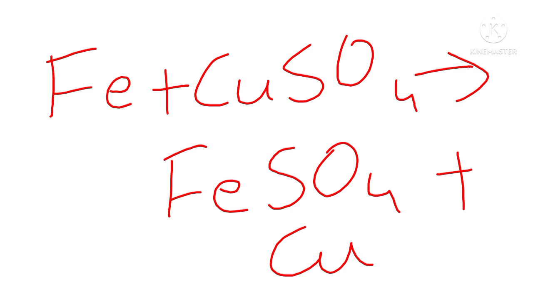Copper will deposit on iron and the color of copper sulfate will also change. Earlier it was a pale blue color. Now, after the reaction, it turns pale green. This is what displacement reaction is about.